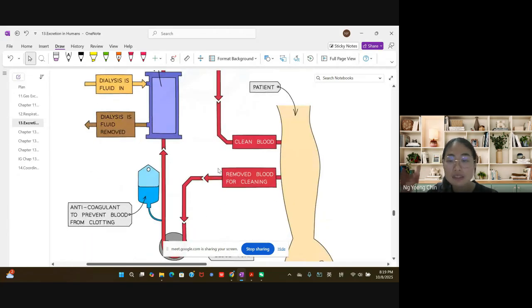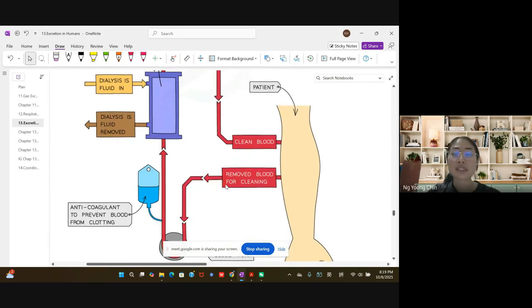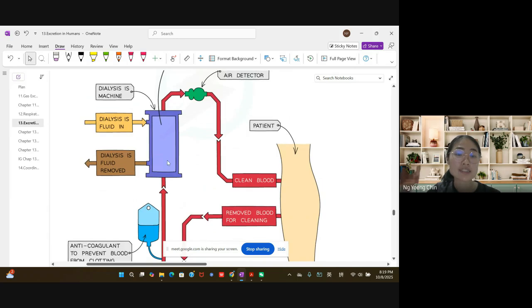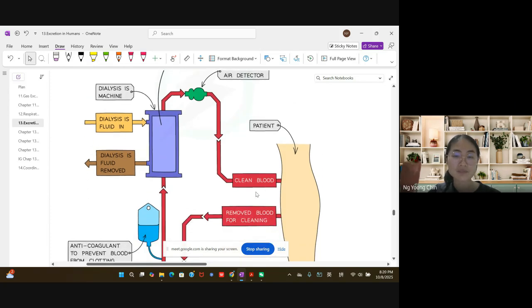Okay, so what they do is transport the clean blood back to the body of the patient. They just need to ensure all of the blood passes through the dialysis fluid, so they can get rid of most of the waste products into the dialysis fluid. So when the blood passes through the dialysis machine and is released, it becomes clean blood without the waste products. Then it goes back to the patient by the vein.